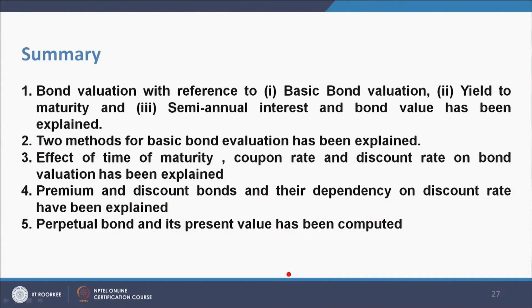Summary: what we have read in this lecture. Number 1, bond valuation with reference to basic bond valuation, yield to maturity, and semi-annual interest and bond value has been explained. Number 2, two methods for basic bond evaluation have been explained. Number 3, effect of time of maturity, coupon rate and discount rate on bond valuation has been explained. Number 4, premium and discount bonds and their dependency on discount rate have been explained. Number 5, perpetual bond and its present value has been explained. Thank you.